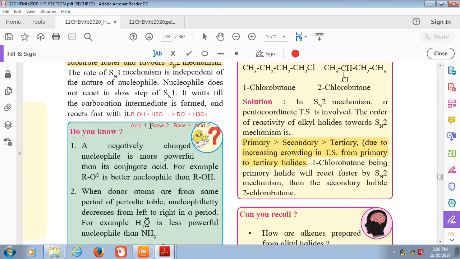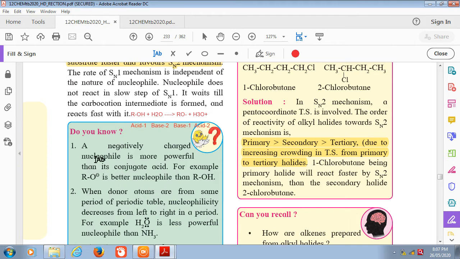The names are different, so I have to change this. ROH donates the proton, so a proton donor is a Lewis acid, and after removing the H it gives RO minus. When water accepts H plus, it gives H3O plus. So the only difference between an acid and its base is one H plus. That pair is called a conjugate acid-base pair.